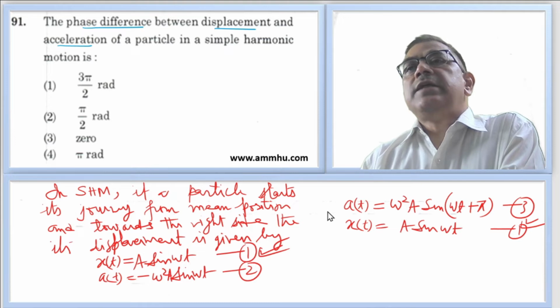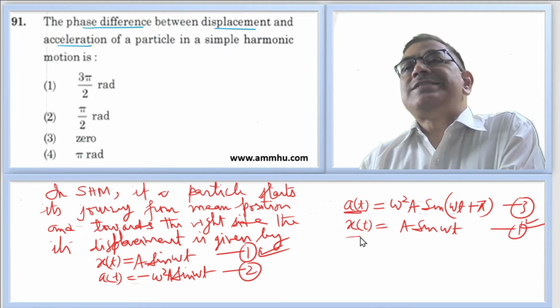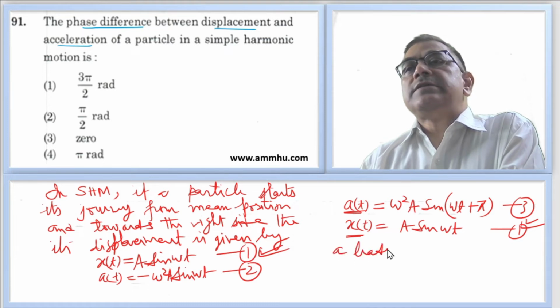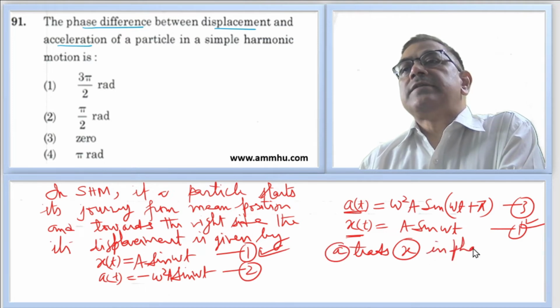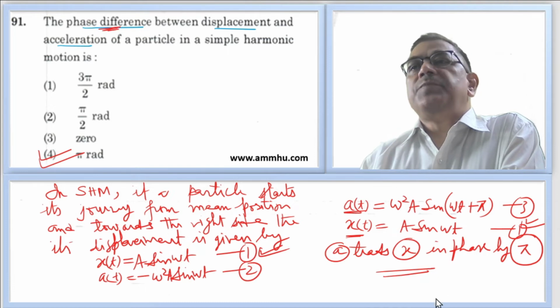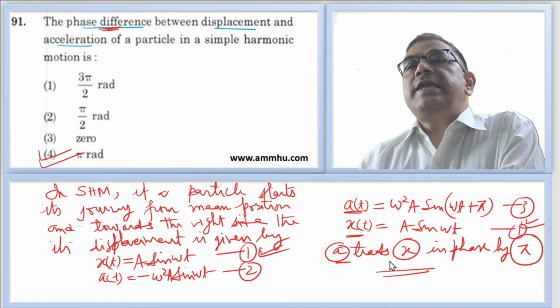You will notice that acceleration leads displacement in phase by pi. Is that right? So the answer is pi radians. They have asked the phase difference, but the correct statement would have been acceleration leads displacement in phase by pi.